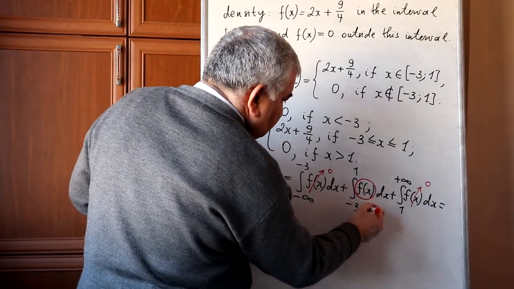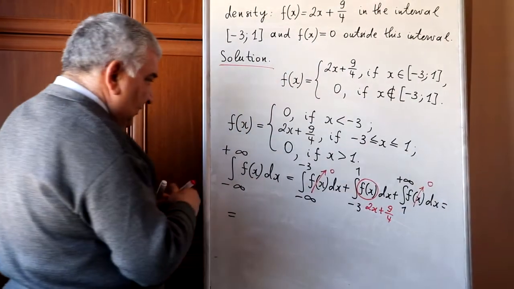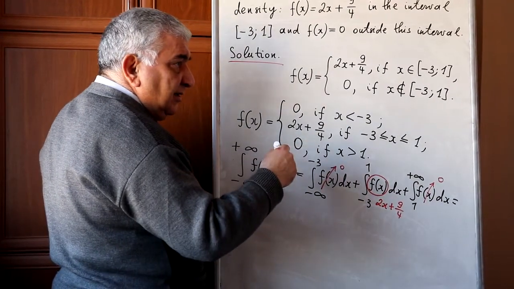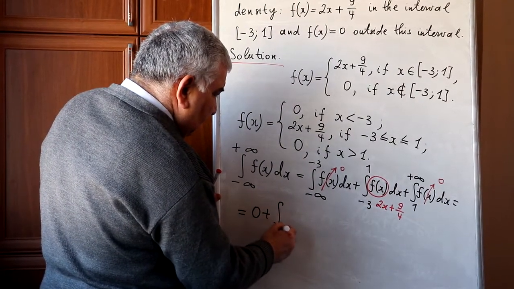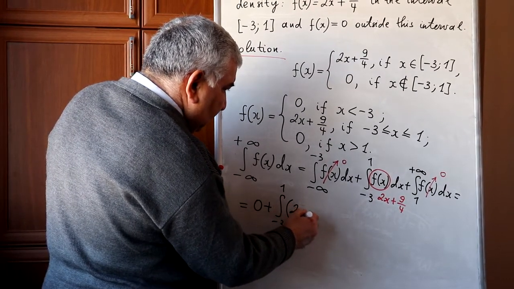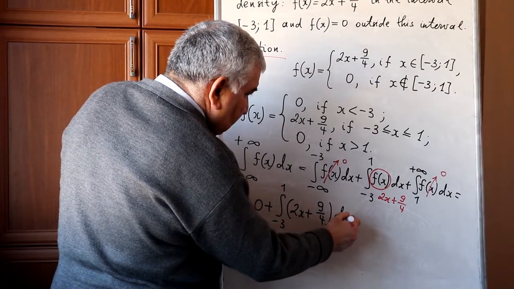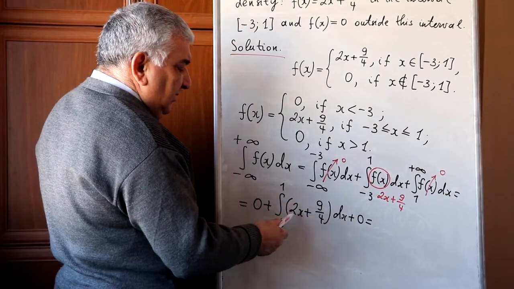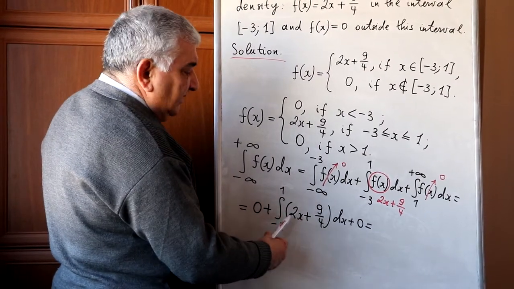It is 2x plus 9/4. Then we have the definite integral of 0, which is also 0. So 0 plus the integral from -3 to 1 of (2x plus 9/4) dx plus 0. Then calculate this integral. For this, we must find the antiderivative of the integrand.